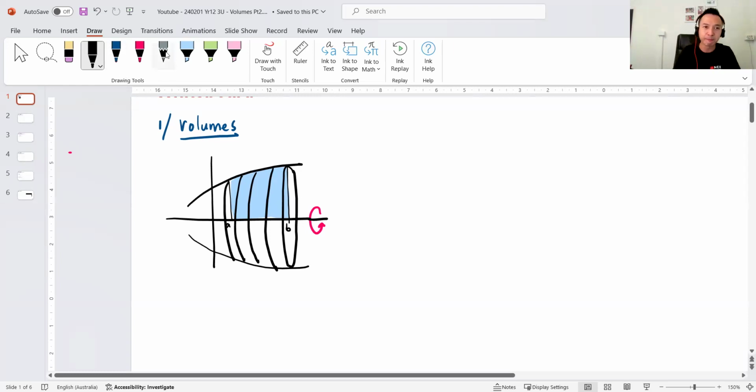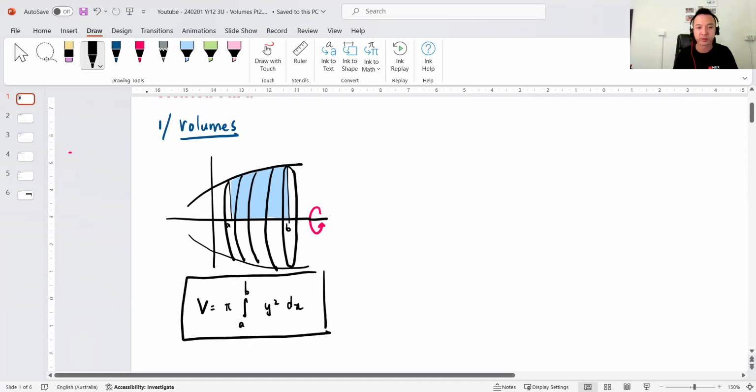Now, if it's this way, the formula that we're going to use is volume is pi between the two limits of A and B. Normally I write function of x dx, but let's just write y squared dx. Same thing. So that's the formula we're going to access.